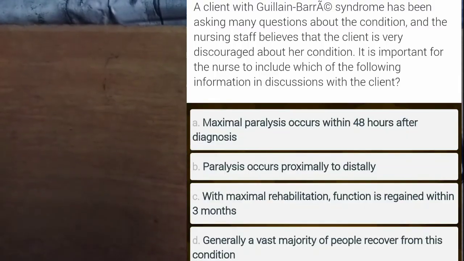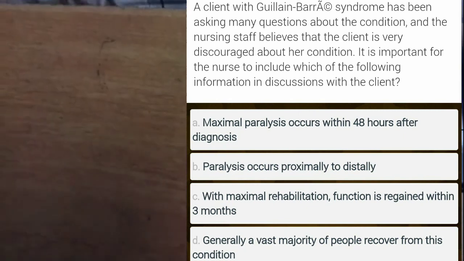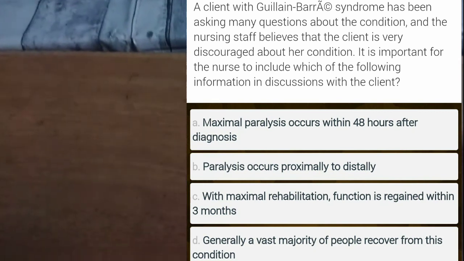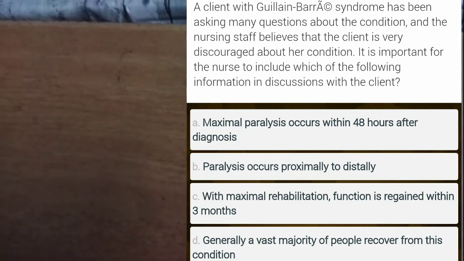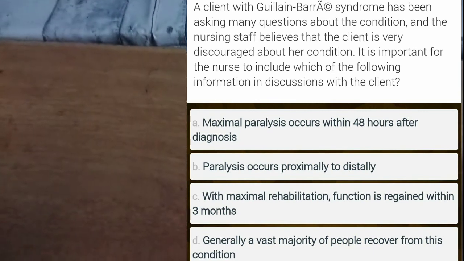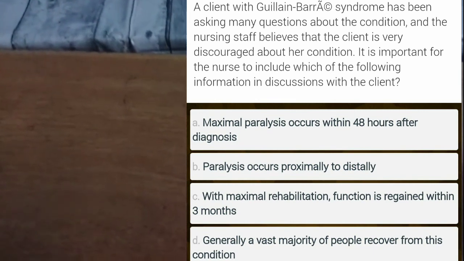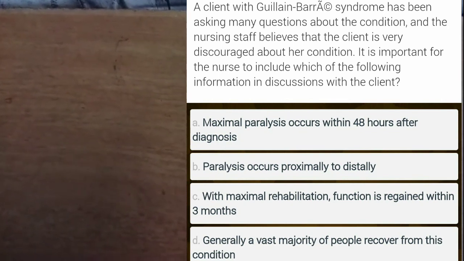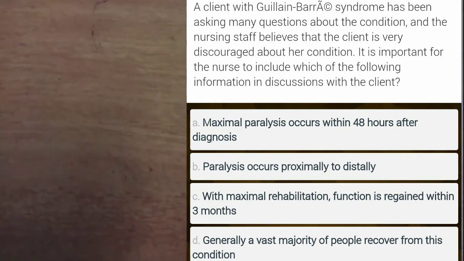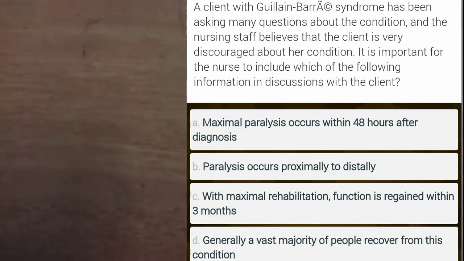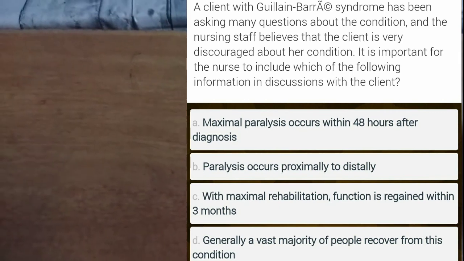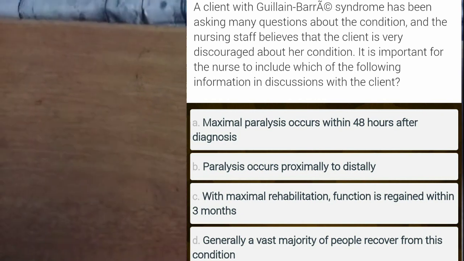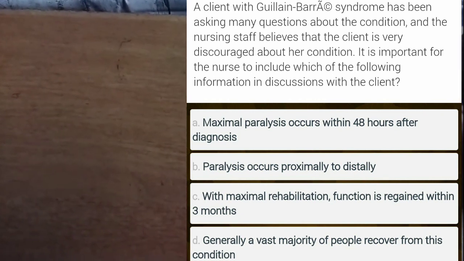Next one, a client with GB syndrome has been asking many questions about the condition, and the nursing staff believes that the client is very discouraged about her condition. It is important for the nurse to include which of the following information in discussion with the client. Option 1, maximal paralysis occurs within 48 hours after diagnosis. Second one, paralysis occurs proximally to distally. Third, with maximal rehabilitation, function is regained within 3 months. Fourth one, generally a vast majority of people recover from this condition.